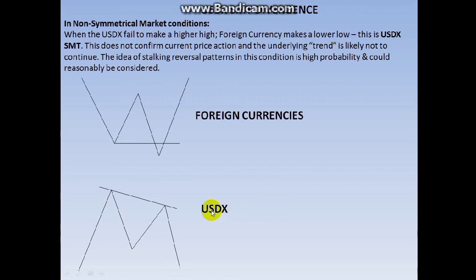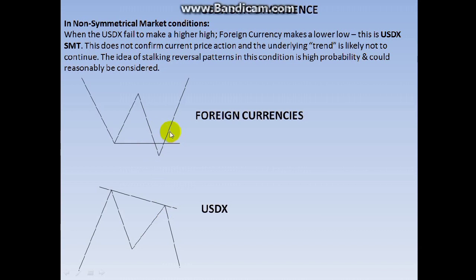So what is actually going on right here is money is being moved from the USD index into the foreign currency. This is smart money heavily distributing the dollar and accumulating foreign currencies.